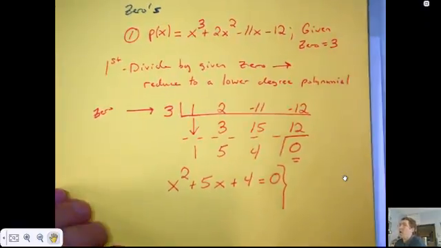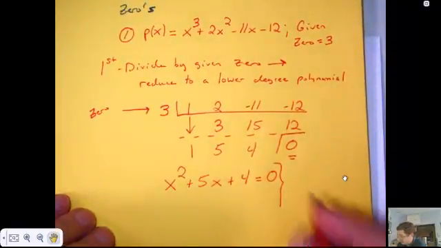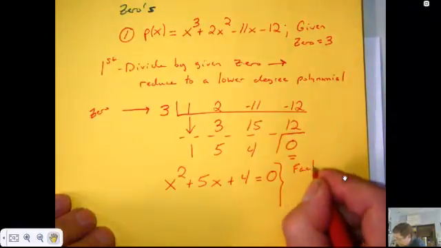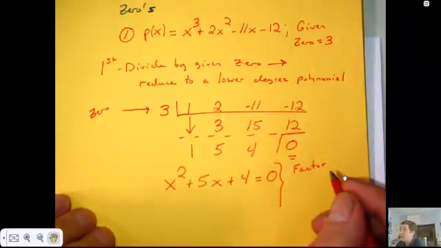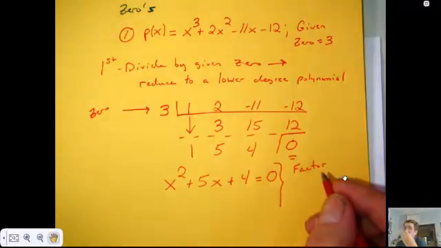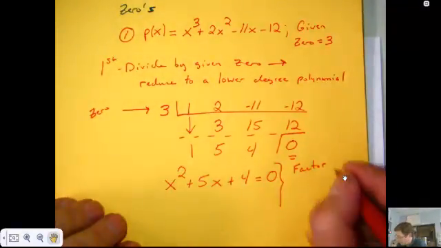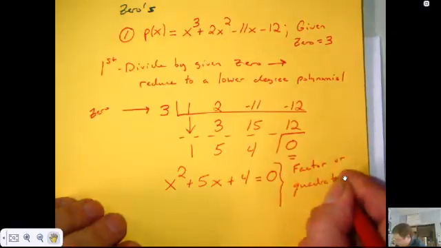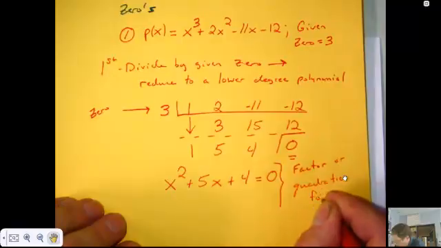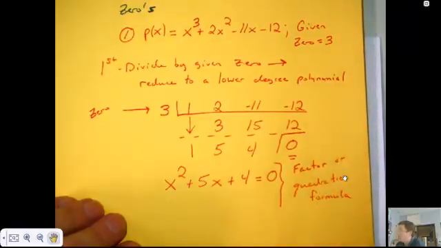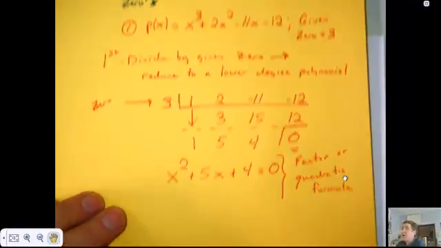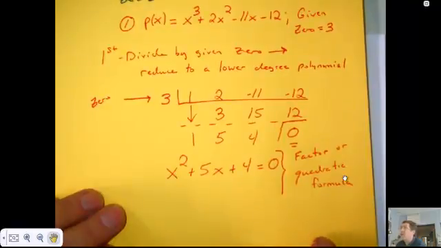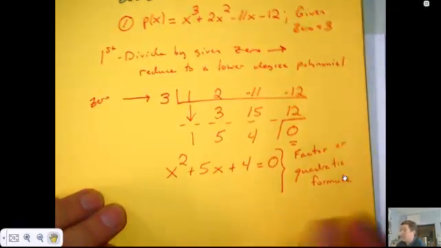Once we get down to a quadratic, we always can either factor it. That's the easiest. But if it doesn't factor, or we don't see that it factors easily, we can always use the quadratic formula. So always try to factor first. Yes, we see that, Cole. Always try to factor first, and then if it doesn't, use the quadratic formula.